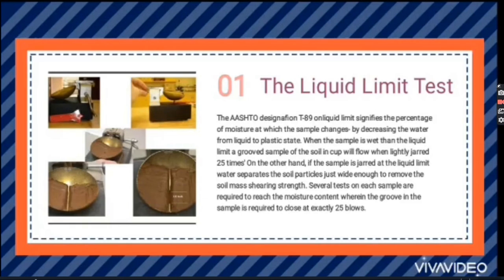When the sample is wet at the liquid limit, a grooved sample of soil in a cup will flow when lightly jarred 25 times. On the other hand, if the sample is jarred at the liquid limit, water separates the soil particles just wide enough to remove the soil mass's shearing strength. Several tests on each sample are required to reach the moisture content wherein the groove in the sample is required to close at exactly 25 blows.